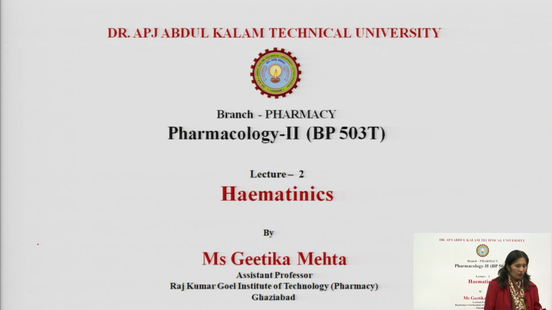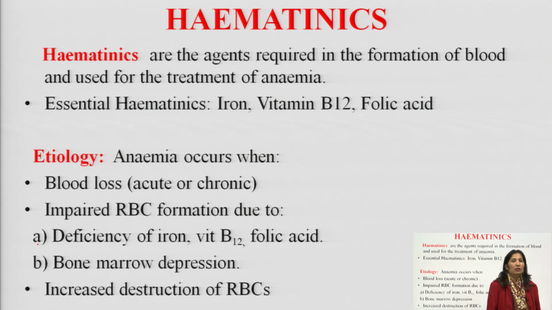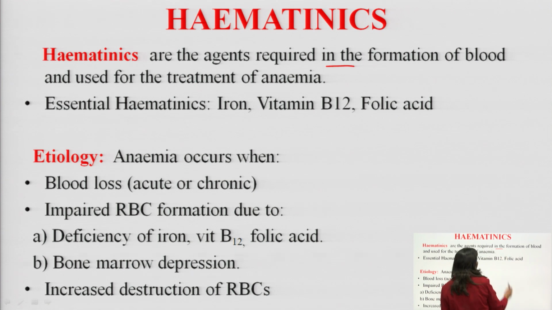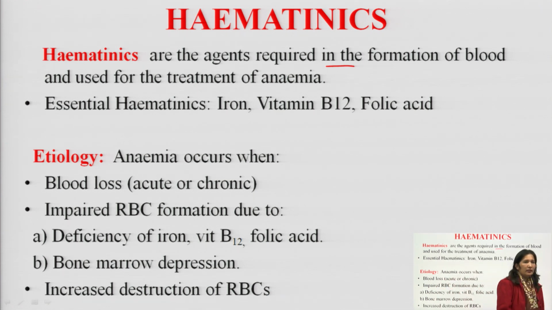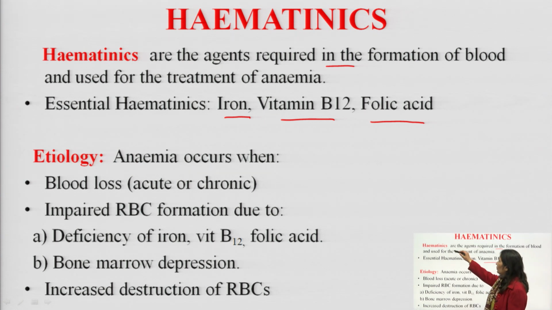So, in this we will study about blood forming agents, that are hematinics. Hematinics are the agents which are required in the formation of blood and used for the treatment of anemia. Essential hematinics are iron, vitamin B12 and folic acid. So, hematinics are known as blood forming agents, and we require them for the treatment of anemia.